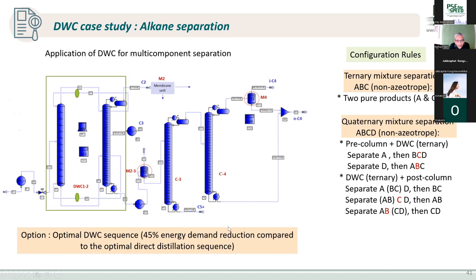So what are the different ways to combine? As I said, if you have three compounds, A, B, C, and you want pure A and C, B cannot be very pure, but A and C can be very pure. That separation, dividing wall column, is good.